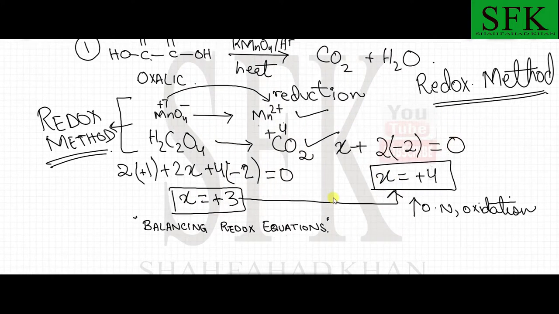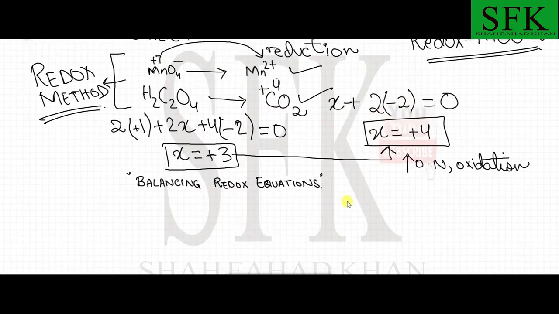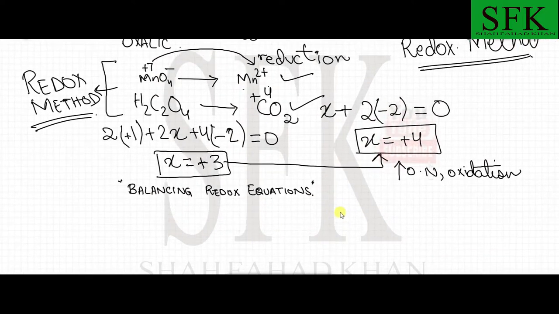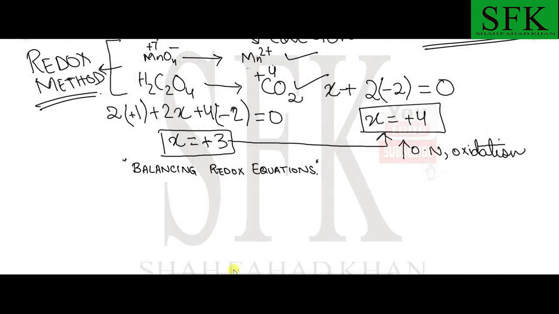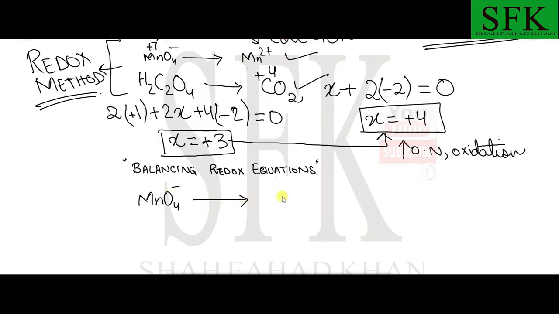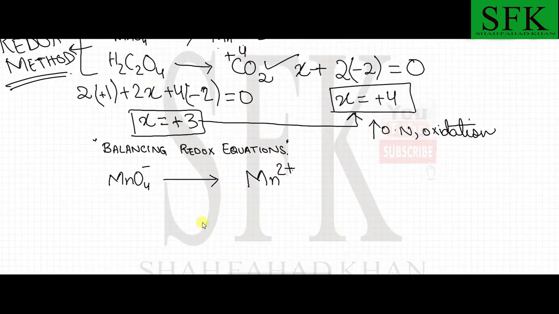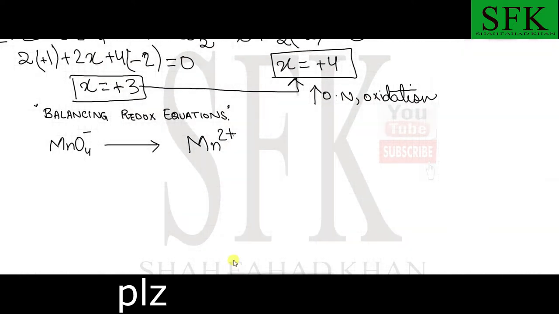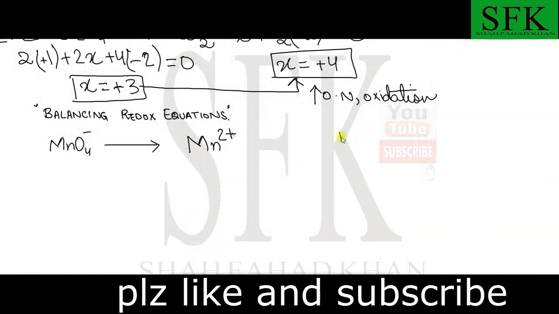Now let's come to the main method of balancing. Okay, manganate ions give rise to manganese ions. This is all that we know, right? First of all, I need you guys to know the three rules of redox before proceeding. The first rule is that first we balance for the charge.